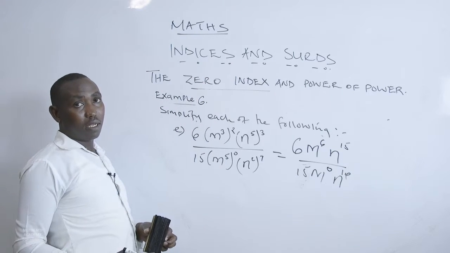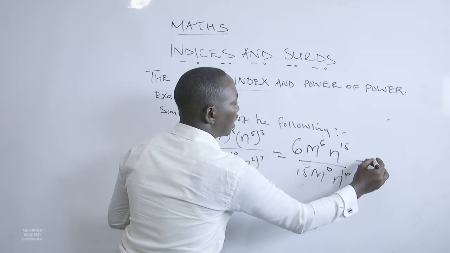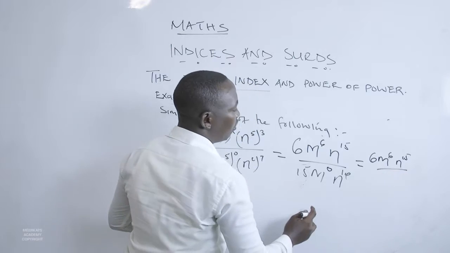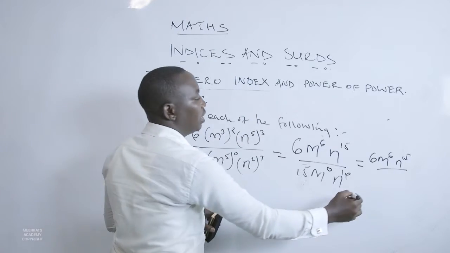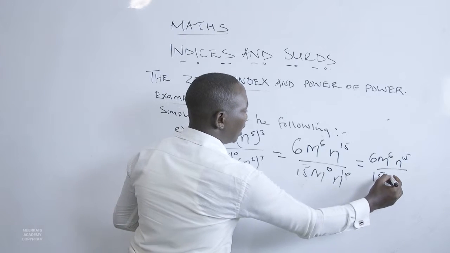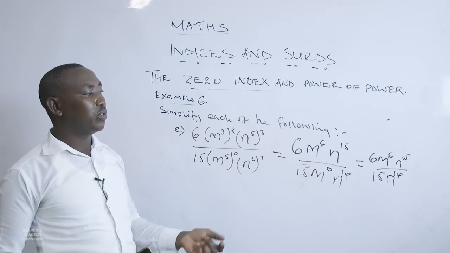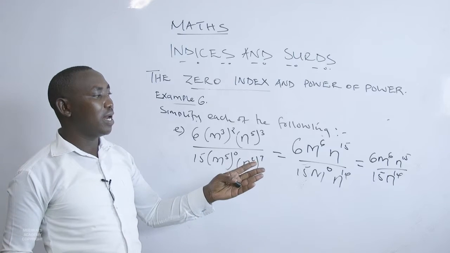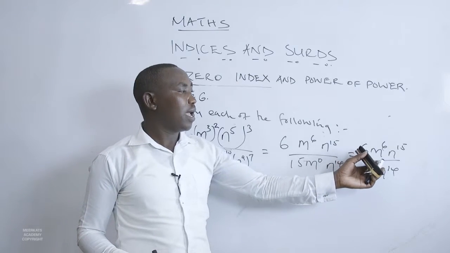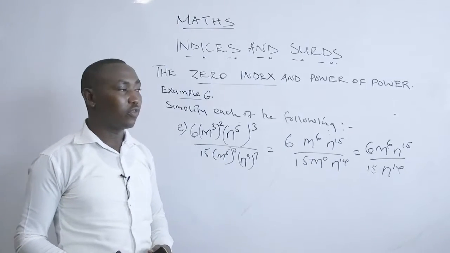Now we had said that any number raised to 0 is 1. So this shall be 6 m raised to 6, n raised to 15 over 15. Any number multiplied by 1 remains the same. So in the denominator, we're going to have 15 n raised to 14. And that tells you that we are only going to divide n raised to 15 by n raised to 14. So this will give us 6m raised to 6 n raised to 15 all over 15n raised to 14.